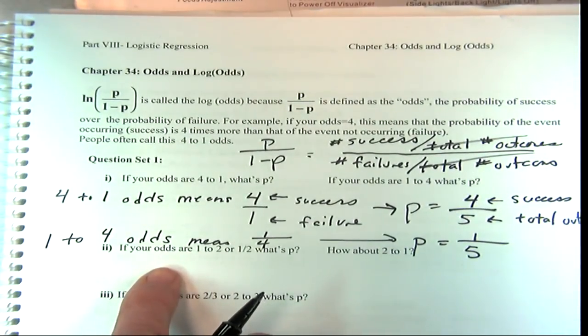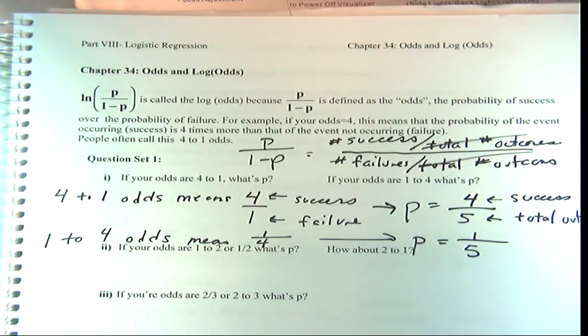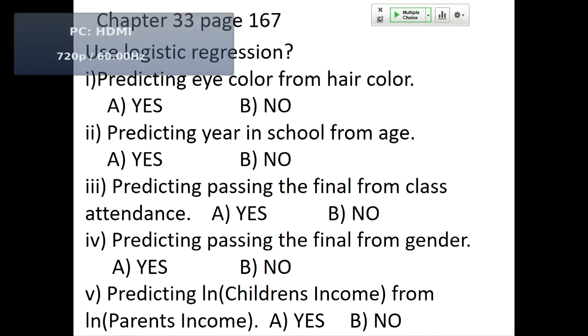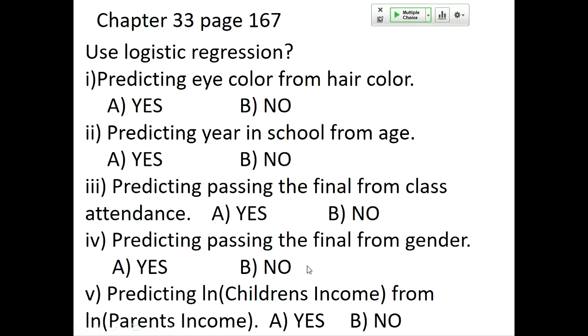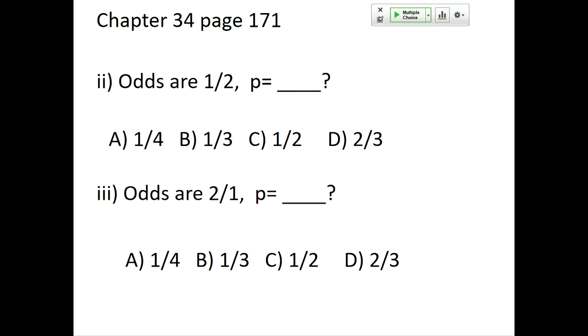So if your odds are 1/2, what's P? All right, so we'll just go back. All right, so now we're on chapter 34, page 171. Let's start this. So here, your odds are 1/2. What's P?